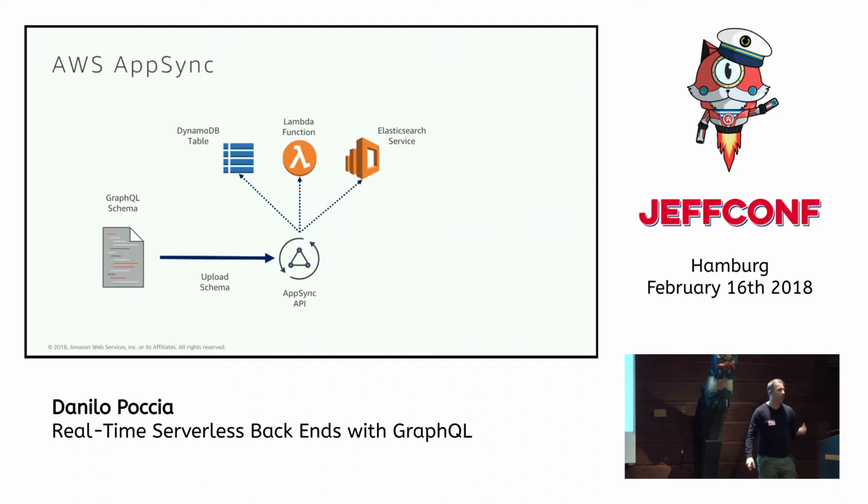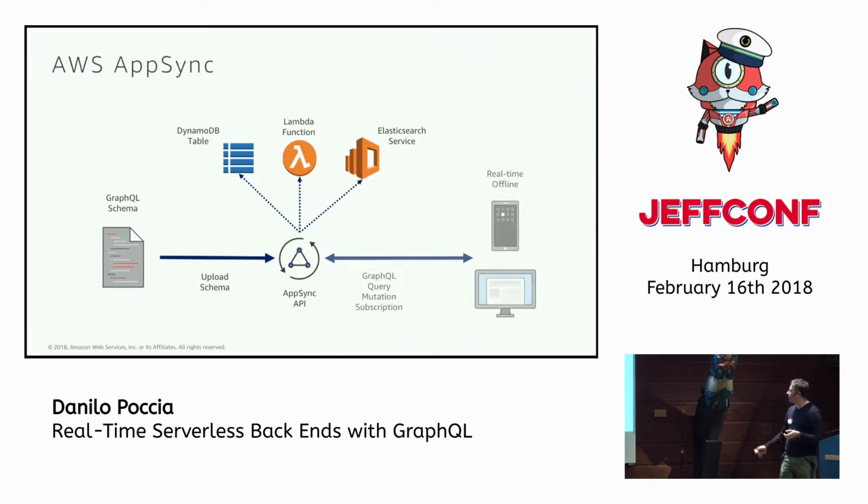Or you can use a store and retrieve data from Elasticsearch. So it's good to build, for example, complex queries on top of your data. And then the client can connect using GraphQL and run the query, the mutation on the data that is mapped to the DynamoDB table or the Lambda functions, for example.